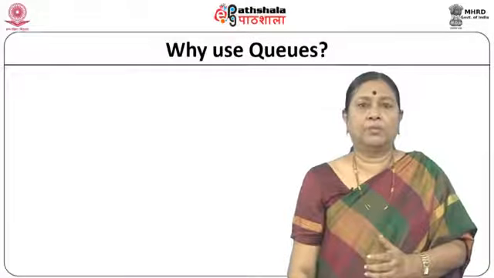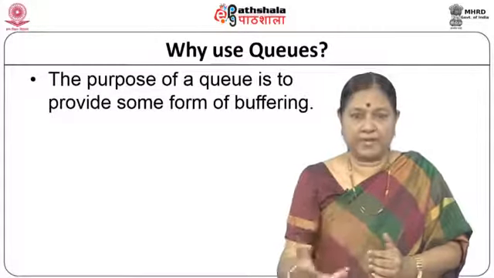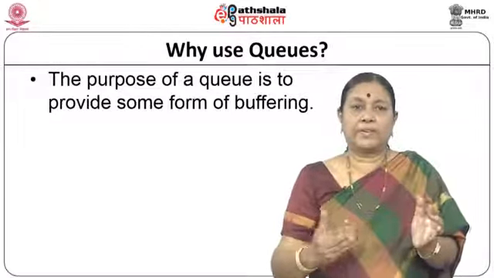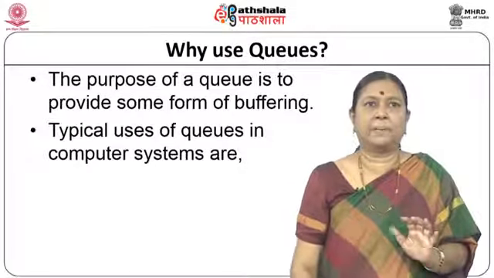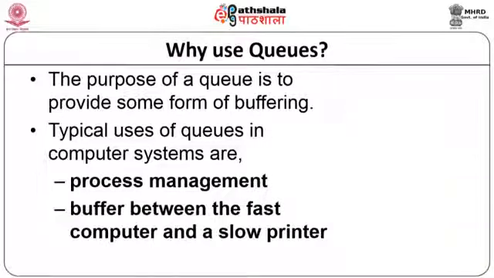Okay. Now why do we use queues? The purpose of queue is to provide some form of buffering. But that buffering is not only for storage, it also has a methodology that whoever has come first has to be serviced first. Typical uses of queue in computer systems are process management, as I already told you, and a buffer between the fast computer and the slow printer. So this queue data structure was used a lot when we had input output devices that were slow compared to the computer which is fast. So that means there is a lag, and that lag is tackled by having a queue data structure and jobs being put in the queue and taken out of the queue in the first in, first out manner.